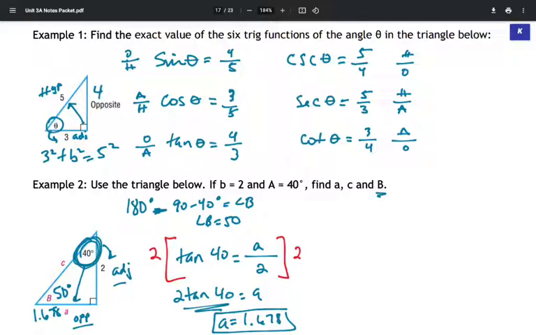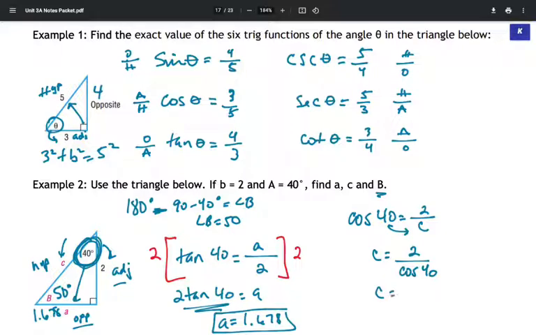Okay, to figure out this C right here, this is the hypotenuse. I'm going to use the adjacent side and the hypotenuse, which means I'm using cosine. So cosine of 40 equals the adjacent over the hypotenuse. Anytime C is on the bottom, we can just switch those two. So that becomes C equals 2 over cosine 40.